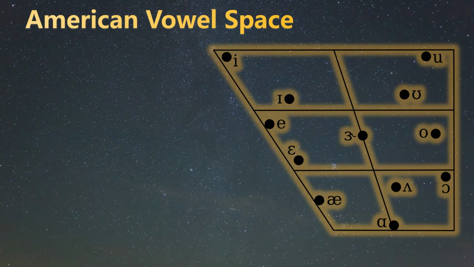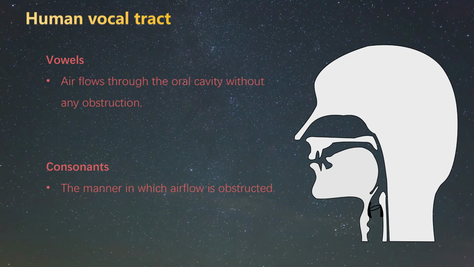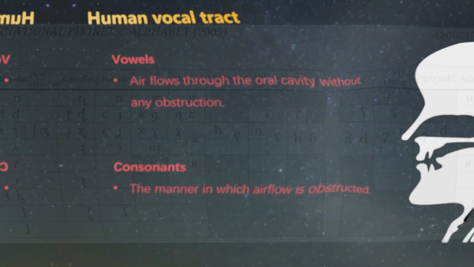Different regional dialects will have variations in vowel space, even within the same city. However, consonants don't have those annoying shifts. The methods of obstruction are relatively fixed, so confusion is less likely to arise. Without further ado, let's take a look at the IPA consonant chart.